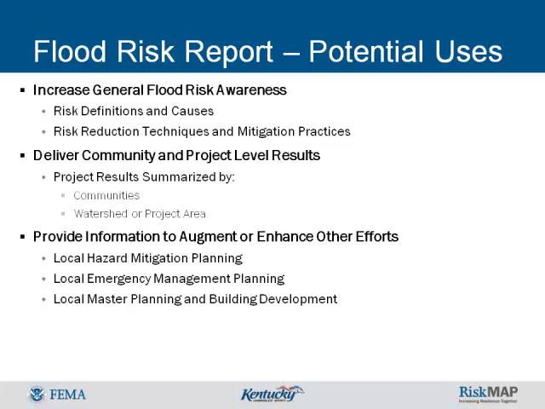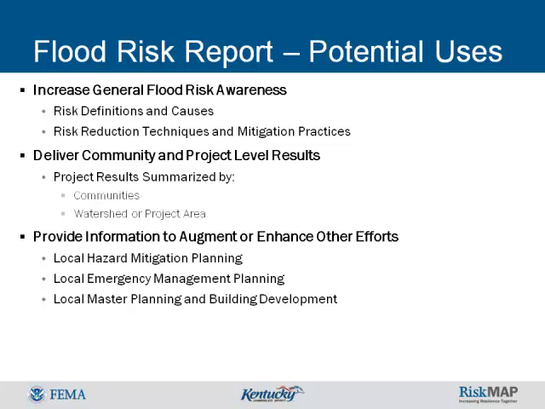Risk reduction techniques and mitigation practices provide guidance on the possible risk reductions and opportunities for local governments and the public. Community and project level results are summarized by community data that's available, so communities and the general public can access a quick summary of flood risks and data for the community of interest. The watershed or project area summary of data is provided so that communities and the public have a greater understanding of flood risks and data available for the watershed as a whole. The report can be used to provide information to augment or enhance other efforts.